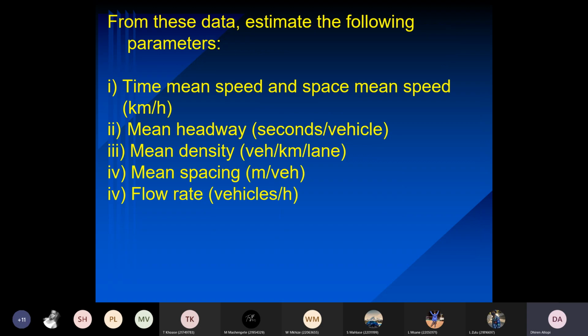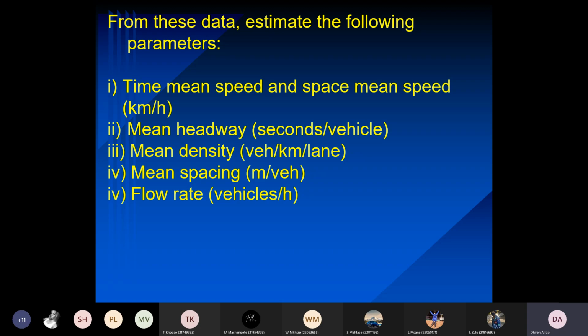And from there, you are required to estimate the following. So firstly, you are required to estimate what the time mean speed is, as well as the space mean speed. And you can see the examiner wants the answer in kilometers per hour. So I'm saying this again, it's important, and if you left your answer in meters per second, obviously you're going to lose marks. You haven't answered the full question. So take note of that.